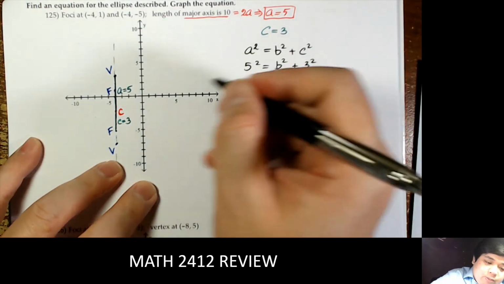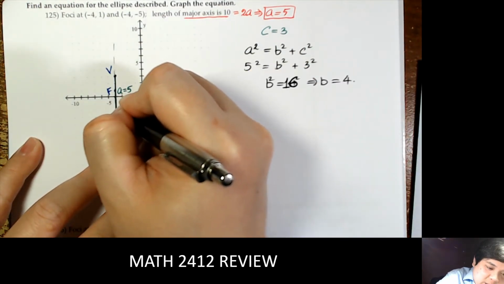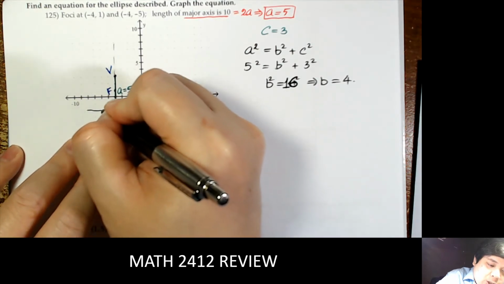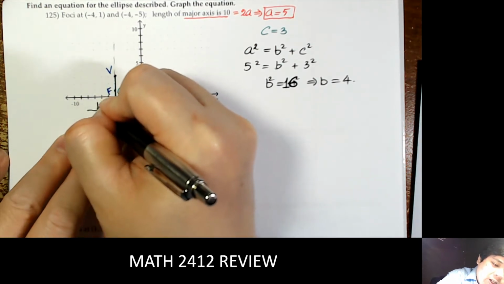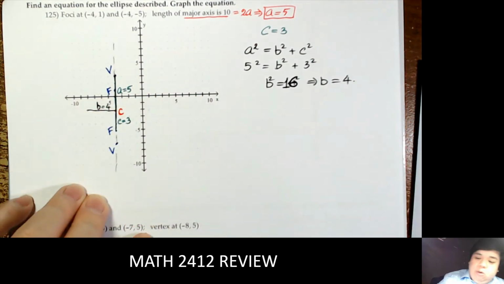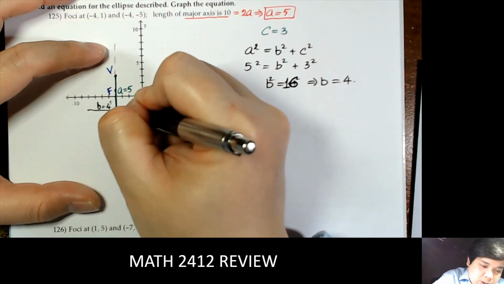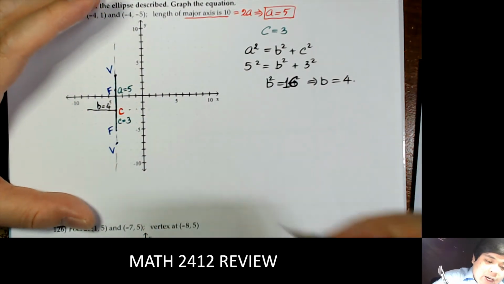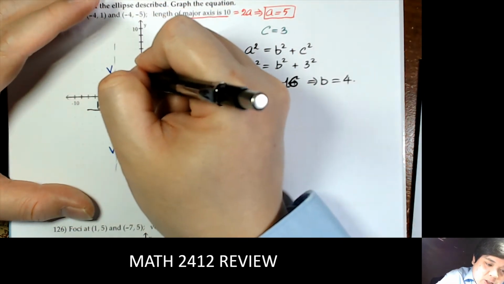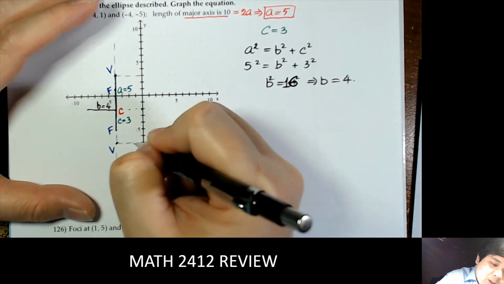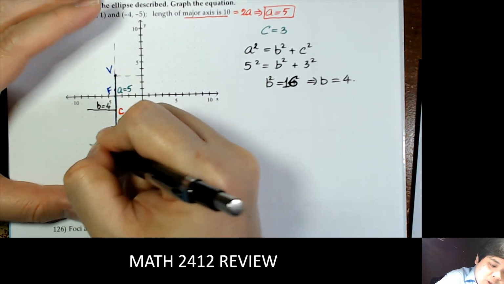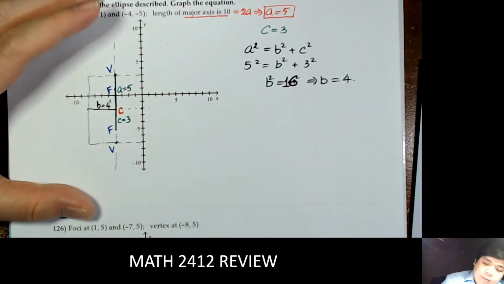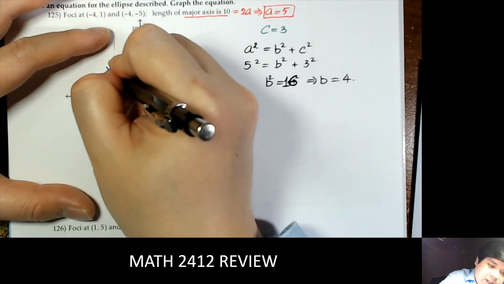Meaning that the 4 is going to be perpendicular. So 1, 2, 3, 4 on the other side, left and right, 4 units. 1, 2, 3, 4. Then if we want to graph it, we just draw a box, and the ellipse will fit inside this box.